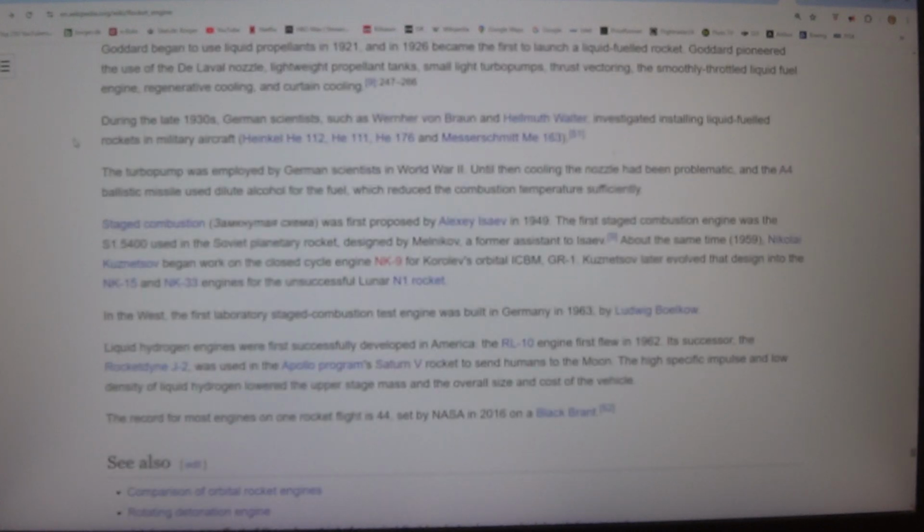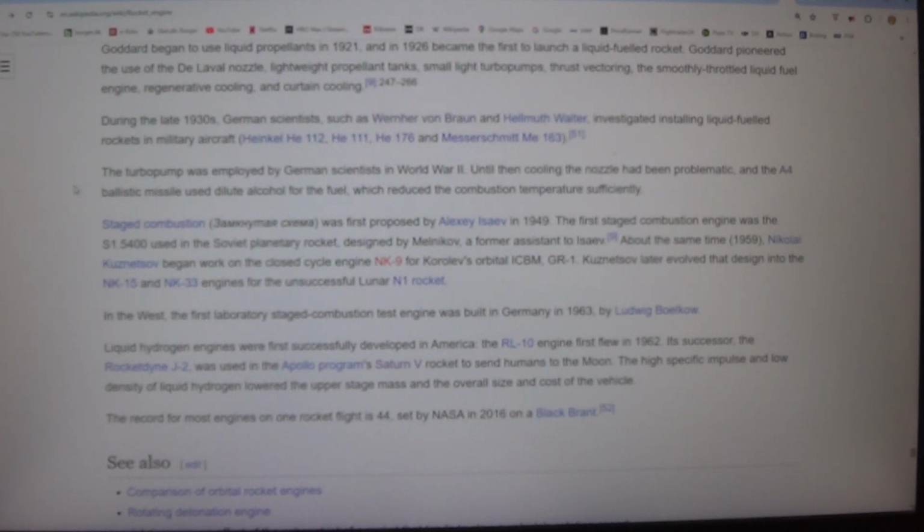During the late 1930s, German scientists, such as Wernher von Braun and Helmuth Walter, investigated installing liquid-fueled rockets in military aircraft, Heinkel He-112, He-111, He-176 and Messerschmitt Me-163. The turbopump was employed by German scientists in World War II. Until then, cooling the nozzle had been problematic, and the A-4 ballistic missile used dilute alcohol for the fuel, which reduced the combustion temperature sufficiently.